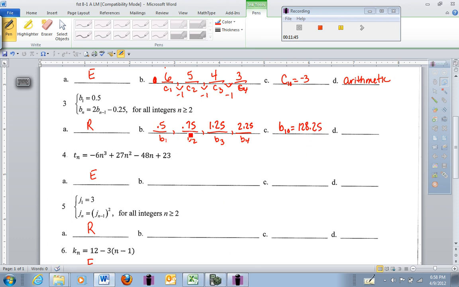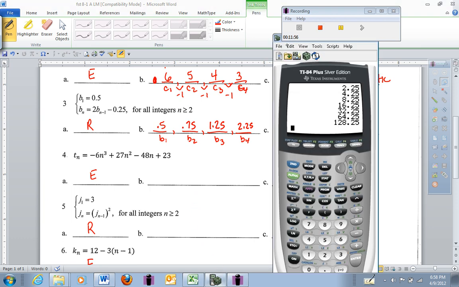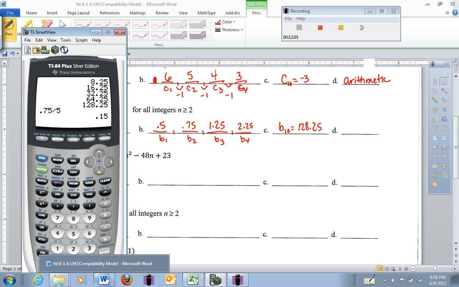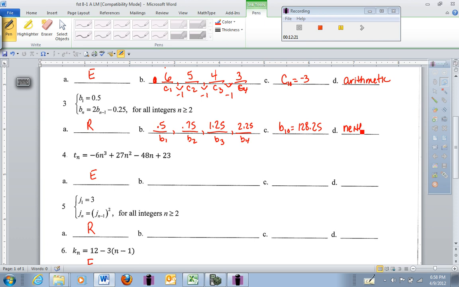Okay, this goes up by 25 hundredths, then it goes up by 50 hundredths, then it goes up by 1. So it's not arithmetic. Our other choice is that it could be geometric. To be geometric, 0.75 divided by 0.5 would have to be in the same ratio as 1.25 divided by the previous term, which is 0.75, and it is not. So this one is an example of a neither. It's neither geometric nor arithmetic.